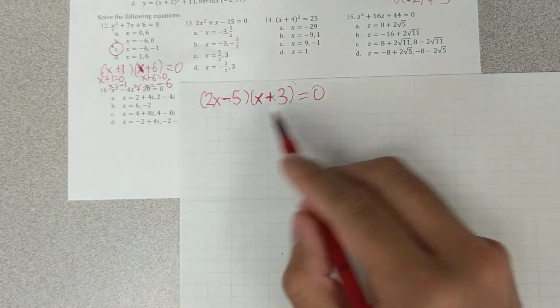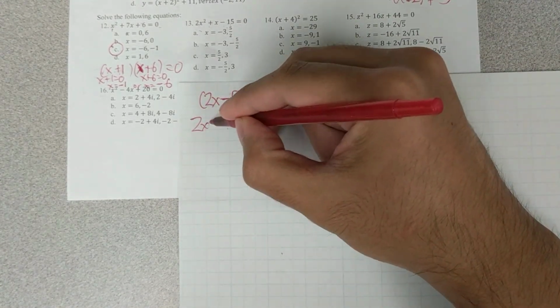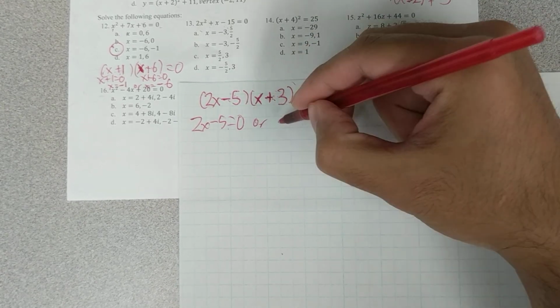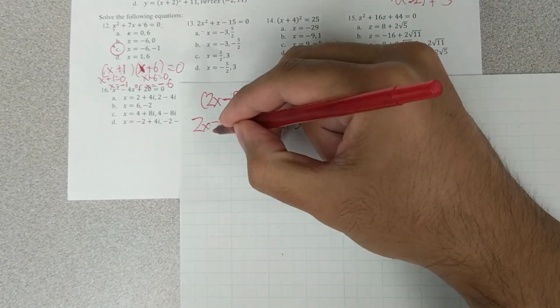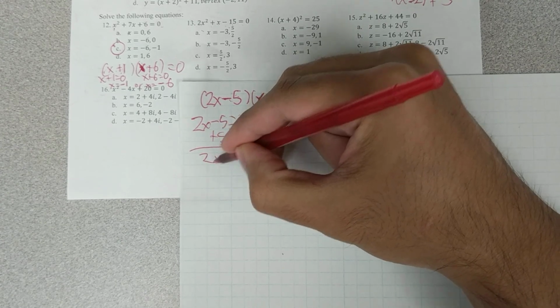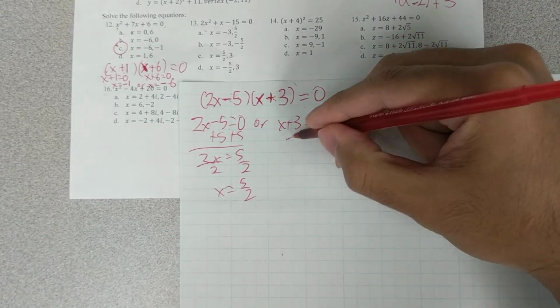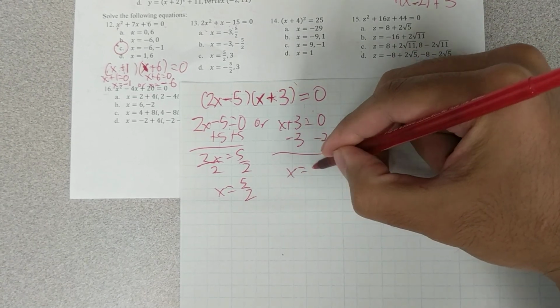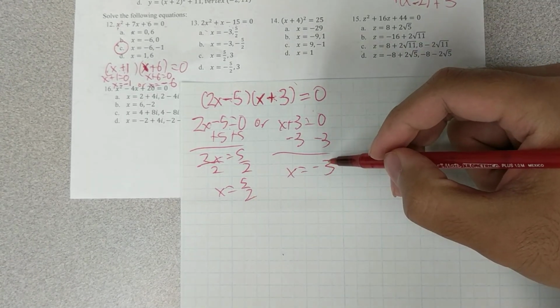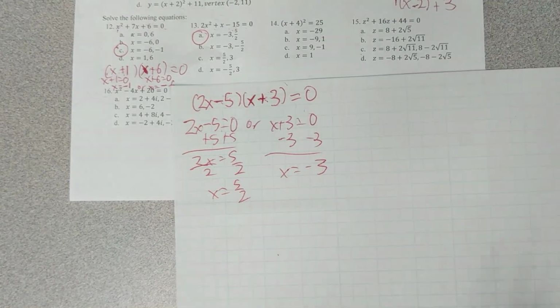Okay, then I separately set each set of parentheses equal to 0, and solve each. Okay, so x could be negative 3 or 5/2.